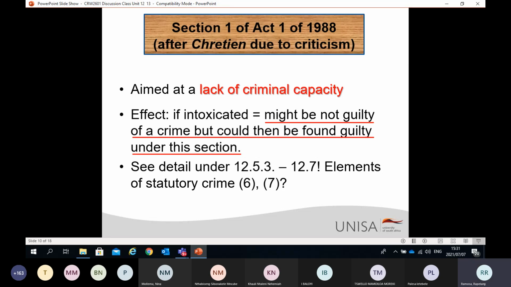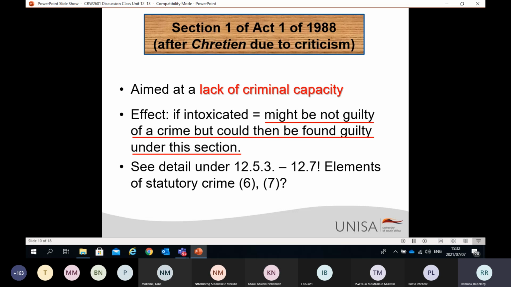Now, according to those elements, the first element is it must be proved that X consumed or used a substance that impairs her or his faculties to such an extent that they lack criminal capacity, while they know that the substance has that effect. And then following from that, it must be established that whilst in that condition whereby criminal capacity was lacking, he committed an act prohibited under penalty, meaning an unlawful act, a crime, and because of the absence of capacity, was found not to be criminally liable and acquitted. So you can immediately check from those elements that this crime was formulated to target the outcomes of the Chretien judgment, and especially the outcomes that affect lack of criminal capacity.